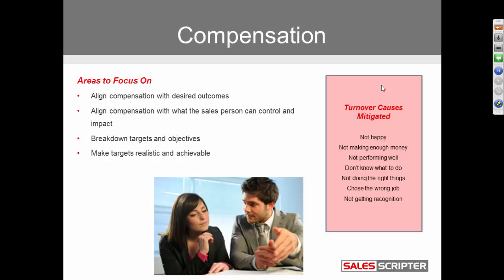And part of that might be breaking down targets and objectives. So I just gave you that example about the large account quota that we got paid on. Break that down to an individual level. Break it down to individual objectives. And also make targets realistic and actionable, right? Realistic and achievable. If your quota is so huge and you know that there's no way you're going to hit it, how is that going to decrease how hard you work, or how hard the salesperson works?